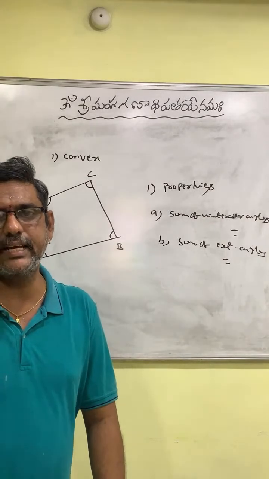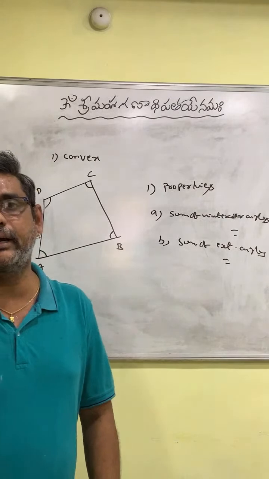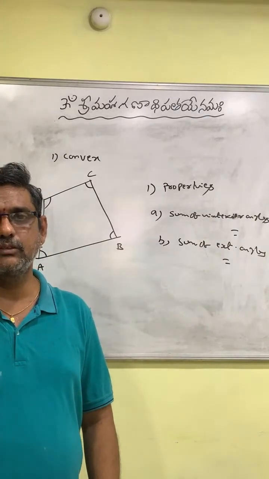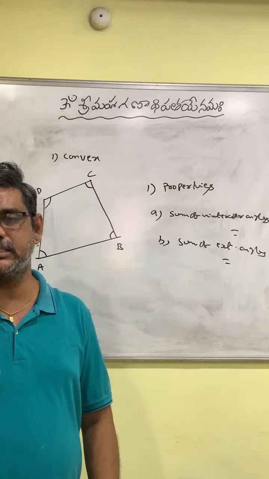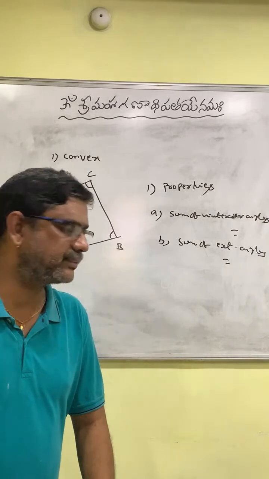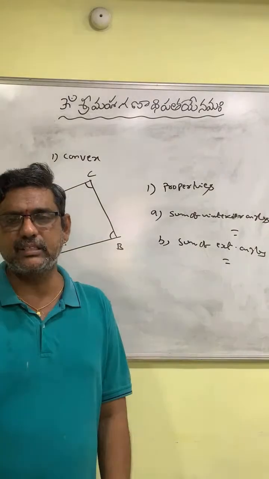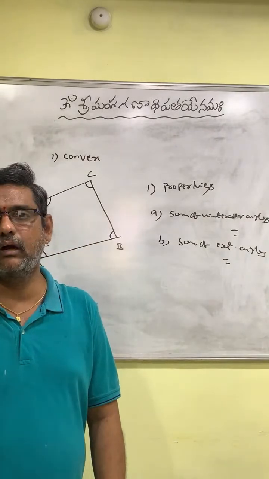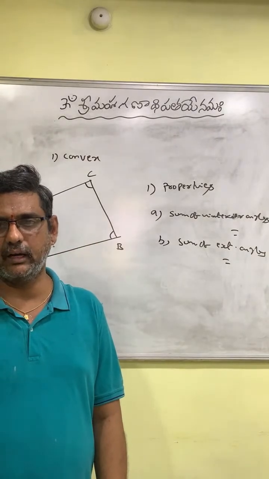The sum of exterior angles is also 360 degrees. Sum of interior angles, 360 degrees. Sum of exterior angles, 360 degrees. So these are the two properties that we can say for a quadrilateral, a convex quadrilateral. Okay?